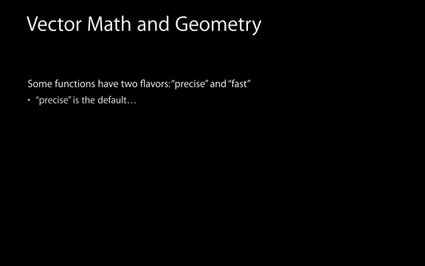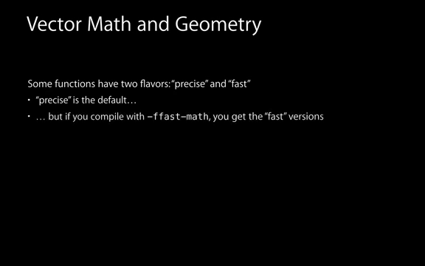Now, precise is the default, because if you don't know which one you need, it's better to be safe and give you the most accurate one we have. But there is also a fast version. If you compile with fast math, then you get the fast ones by default. The fast ones just may not be totally accurate to the last bit. We give you about half the bits in a floating point number with the fast variants.